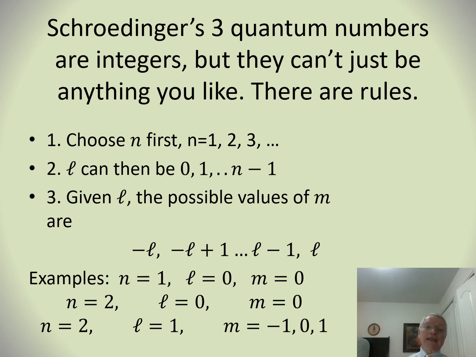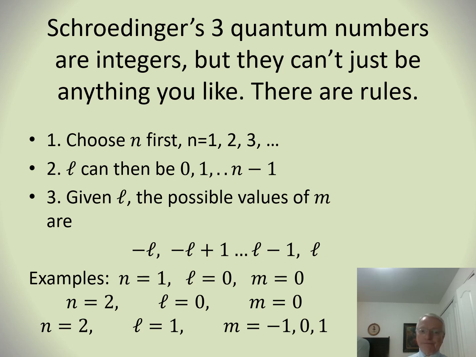Once you've chosen an n, then L can be either 0 or 1, and you keep going up until you get to n minus 1, and then you have to stop. You can't have any L's beyond n minus 1 once you've chosen n. Once you've chosen L, then there are also possible values of m, and those possible values are minus L, minus L plus 1, up to 0, and then on the way up to L minus 1, and then finally L.